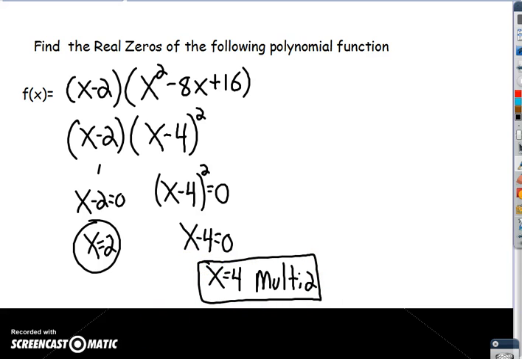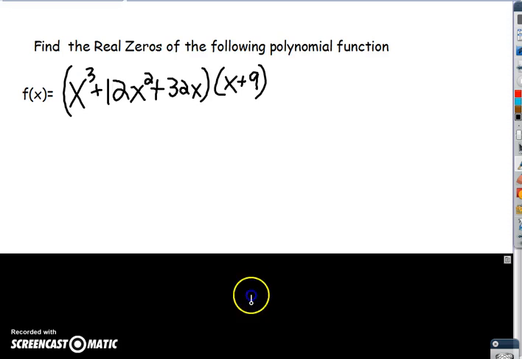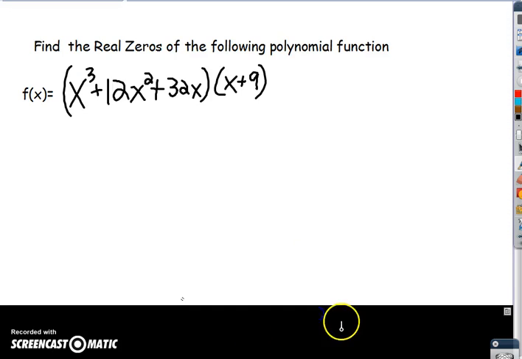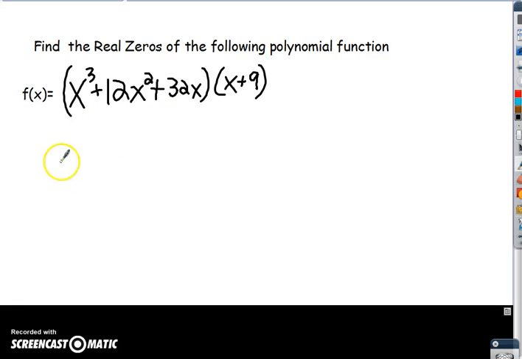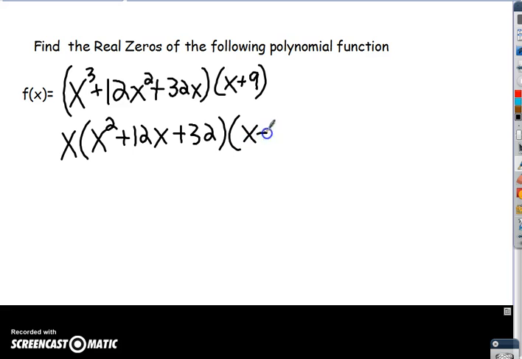But what if we get a problem like this? Clearly not factored all the way yet, so let's take a peek. I want to use my factoring skills. Notice how all of these have an x in common. I'm going to pull that x out. Alrighty, so I pull that x out. It's still not quite what I need yet. Factor this thing: two numbers that multiply to 32 but add to 12. That would be 8 and 4.